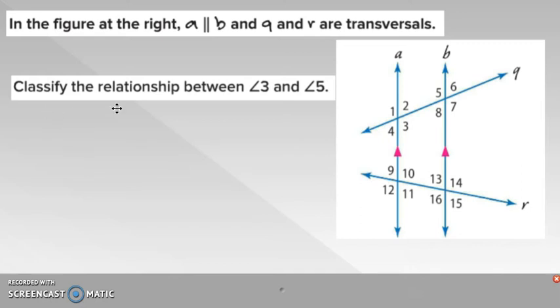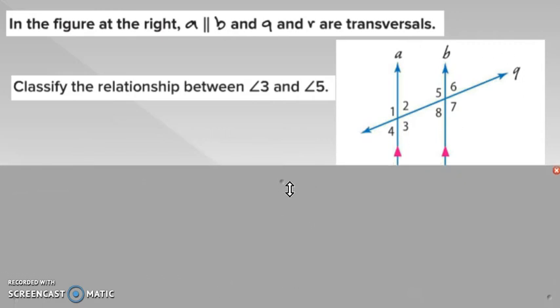We want to classify the relationship between angles 3 and 5. Well, 3 and 5 are up here with line Q. So my suggestion to you would be to cover line R. And we look at 3 and 5, and we can see they're between the two parallel lines. That means they're in the interior. One is below the transversal, one is above, so they are alternate interior angles. Alternate interior angles are congruent, therefore 3 is congruent to 5.